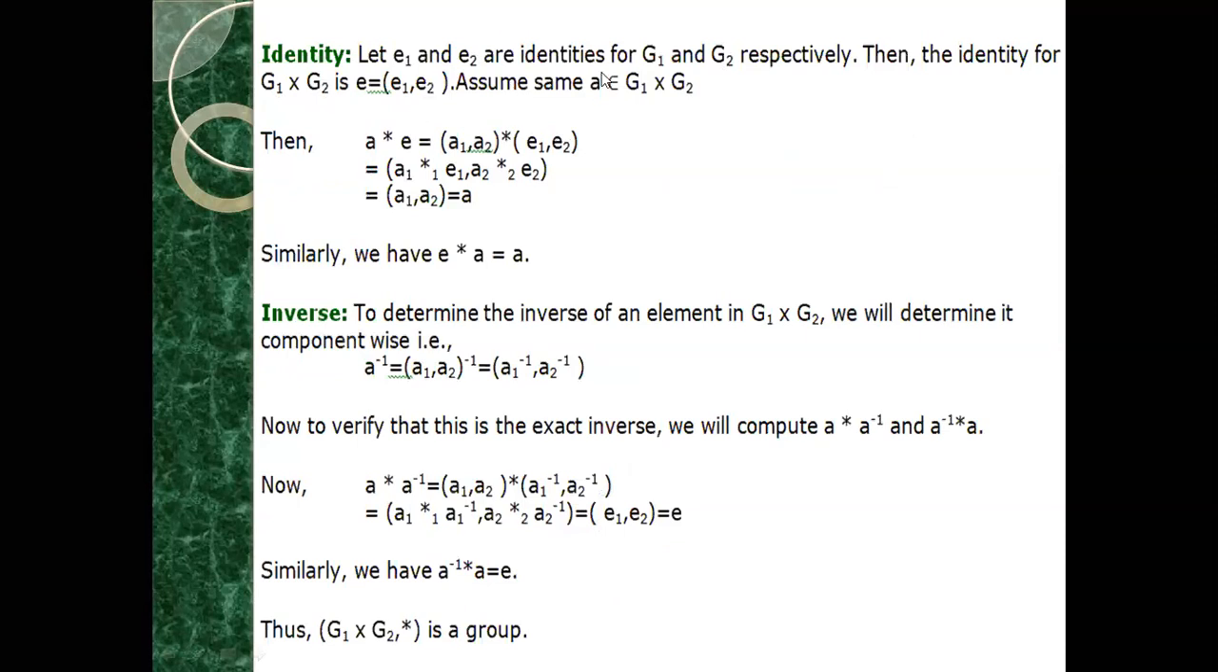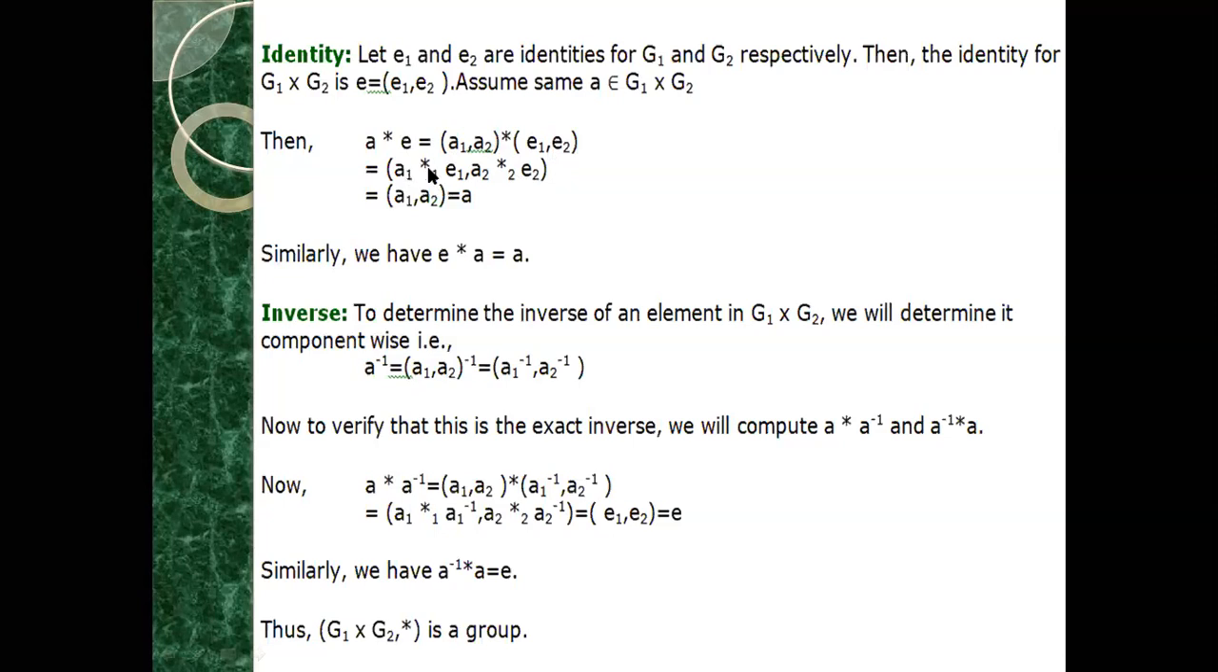Assume some A belongs to G1 cross G2. So what is the identity property? We have to check A star E is equal to A. So let us consider the LHS, A star E. So A means (A1, A2) star, E means (E1, E2). The product, the binary operation, is defined like this: (A1 star 1 E1, A2 star 2 E2). Okay.